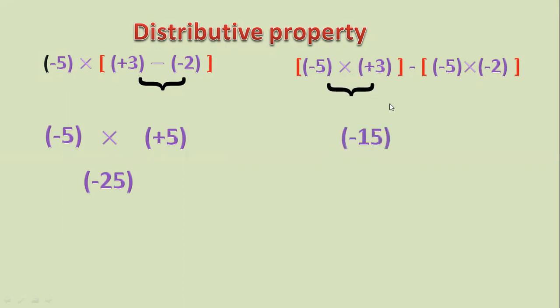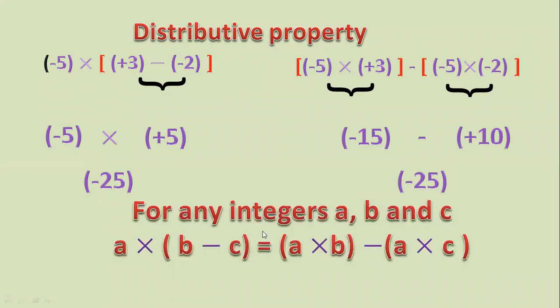That is minus 15 minus plus 10. While subtracting, change the sign of the second number, then add. Same sign, so add: minus 25. In both the cases, you will get the same answer.